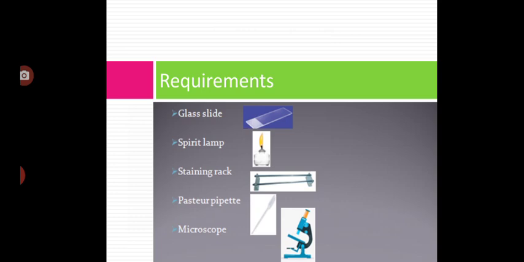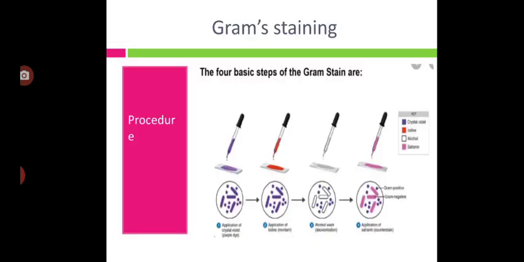Reagents that are required for gram staining are: the primary stain, which is crystal violet; the mordant, which is gram's iodine; the decolorizer, which is acetone alcohol; and the secondary stain or counter stain, which is safranin. So the procedure includes 4 basic steps of gram staining.